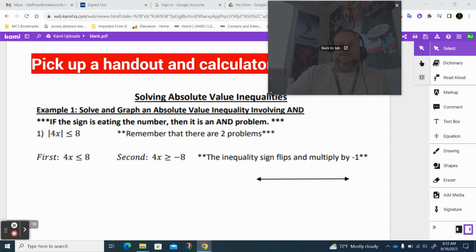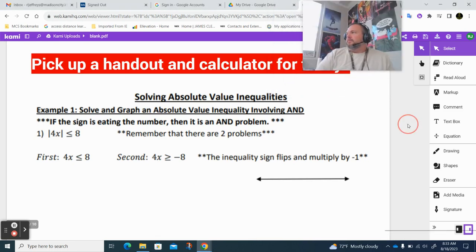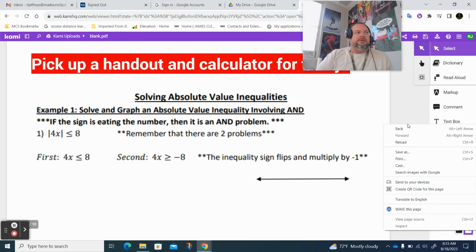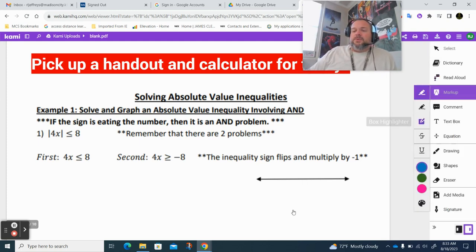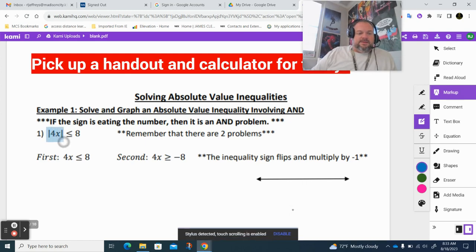Okay, we got good things going on today, right? Eventually. Good. All right. So, solving absolute value inequalities. It's very similar to solving absolute value equations. Okay, very, very similar. All right.